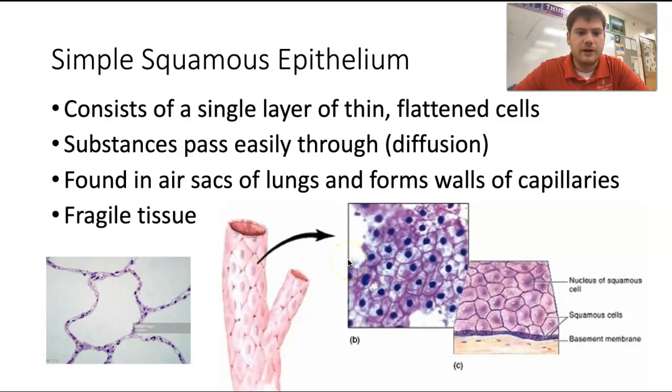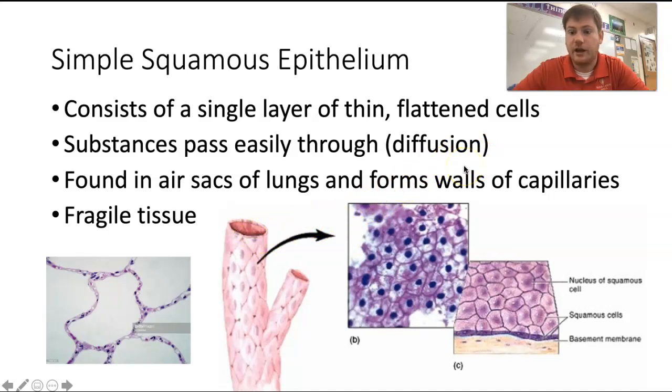All right, so the first one we're going to talk about is simple squamous epithelium. They are flat, and it's one layer. Here you can see that they're flattened like pancakes. The reason that they are shaped this way is so that they form these very thin membranes, so different substances can diffuse through these membranes.